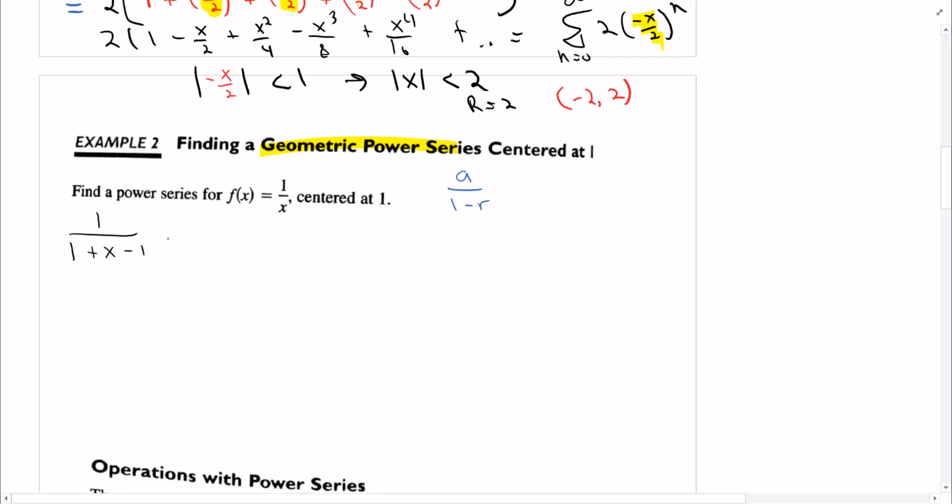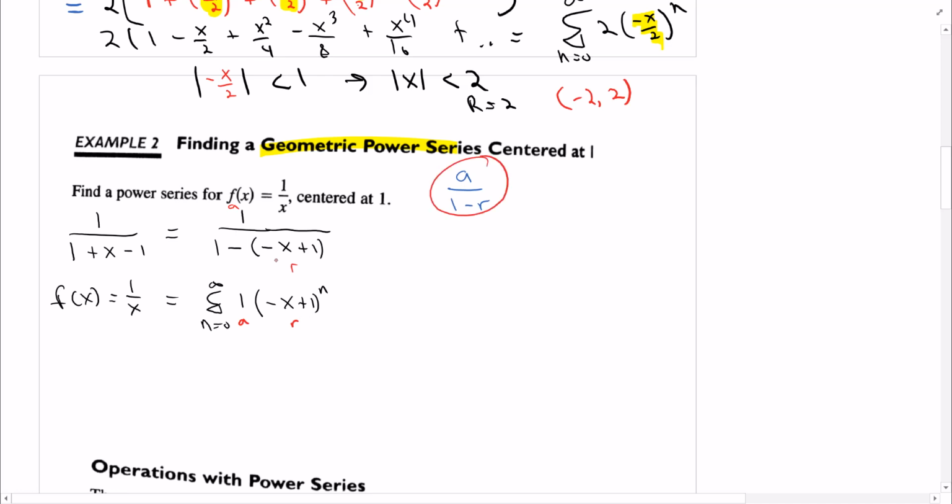Now we're going to rewrite this a little bit. Remember, we need 1 minus this thing. So we're going to do 1 over, again, minus a negative. And we need this to be negative when we distribute that negative, so it has to look like that. And now you can see that it's in that form. The a is up here and the r is that. A is 1 and r is negative x plus 1.